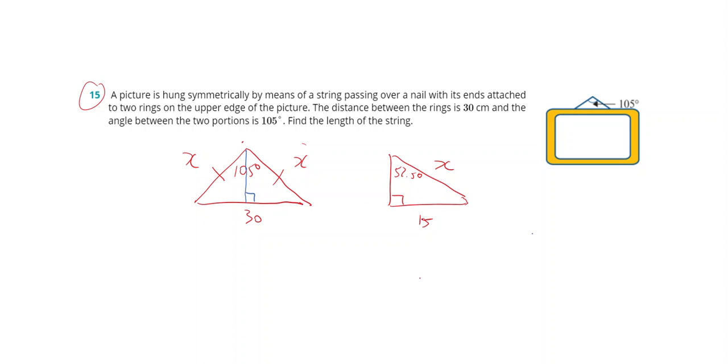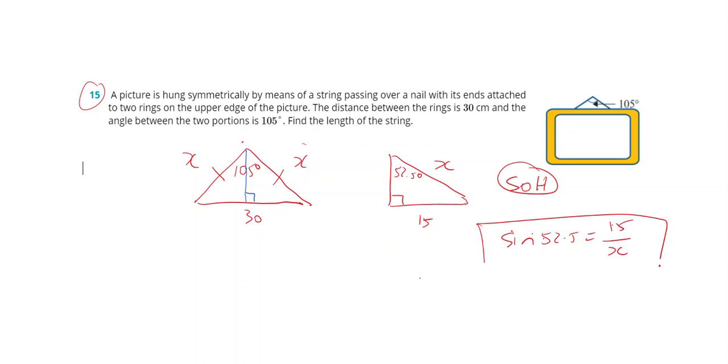Now I'm going to use trigonometry to solve for x. So we've got 15 opposite the angle, x is the hypotenuse. So we're going to use SOH. Set up the equation: sine of theta, 52.5, equals opposite over hypotenuse, so 15 over x. Solve for x.